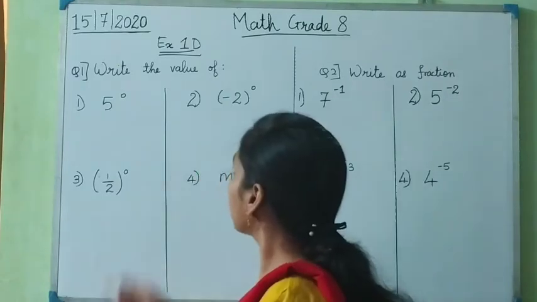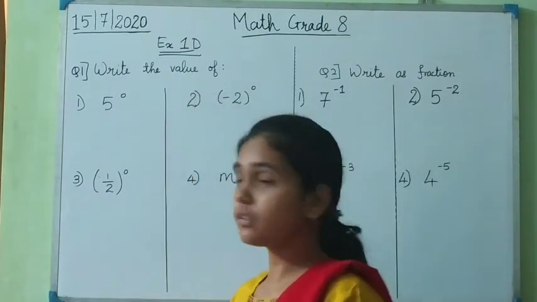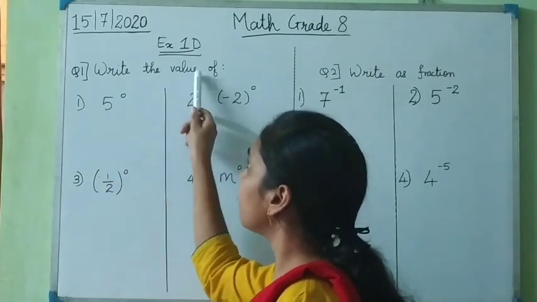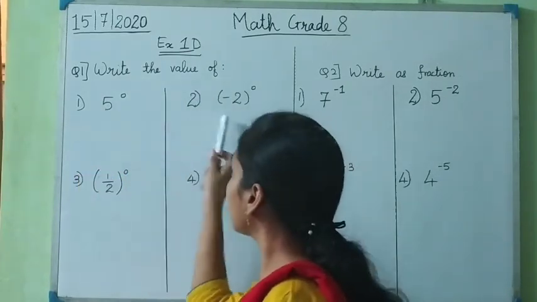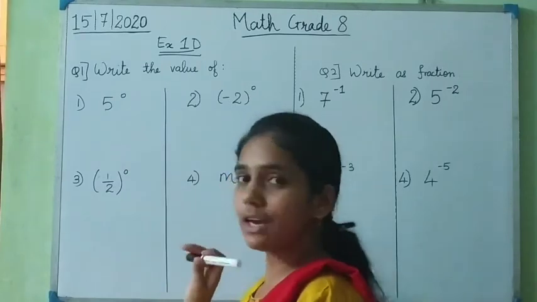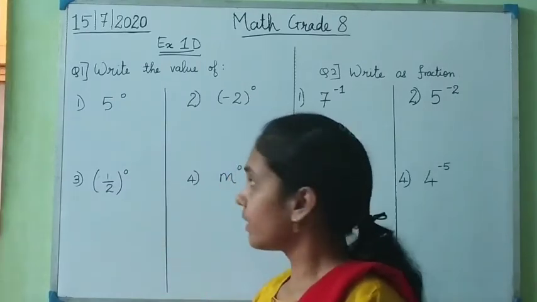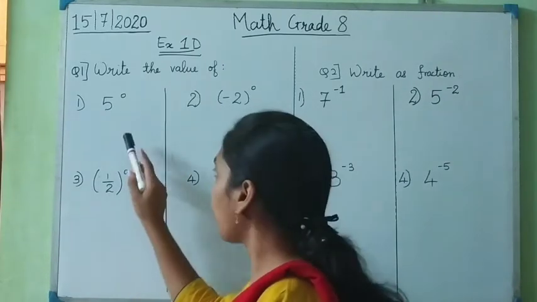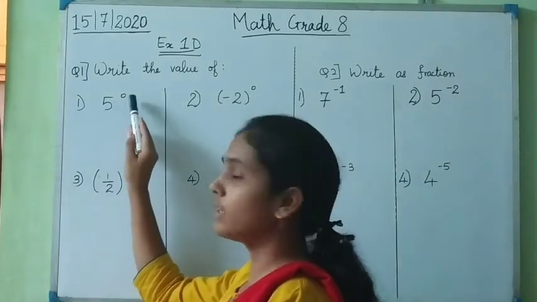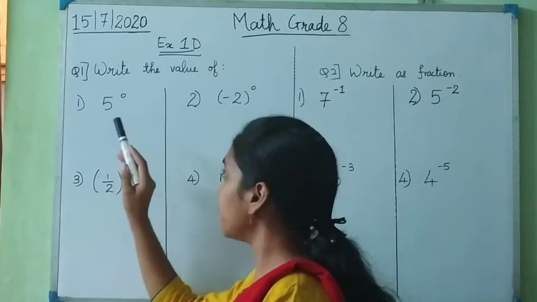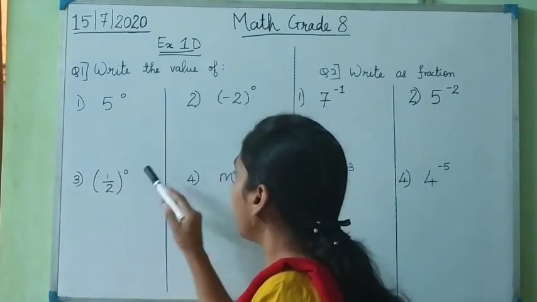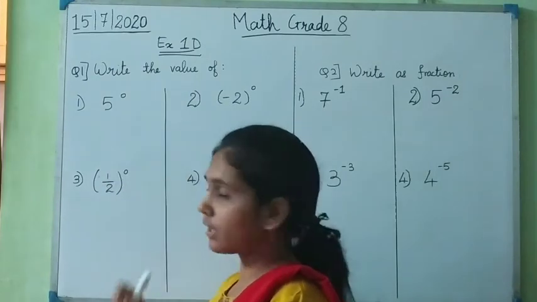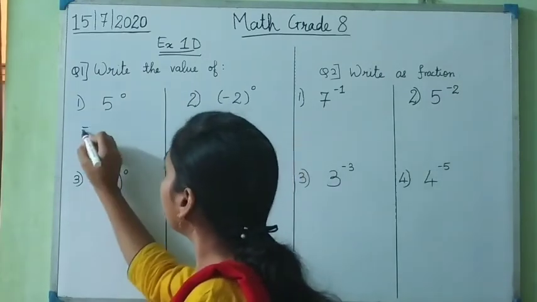So now we look at exercise 1D of our first chapter. Okay. So the first question is, write the value of. So these are the sums given to us, and we have to write its value. Okay. So according to the third law of indices, what we have studied, if any number is given and if its power is 0, then the answer is what? It is 1. Okay, so here all the answers will be equal to 1.